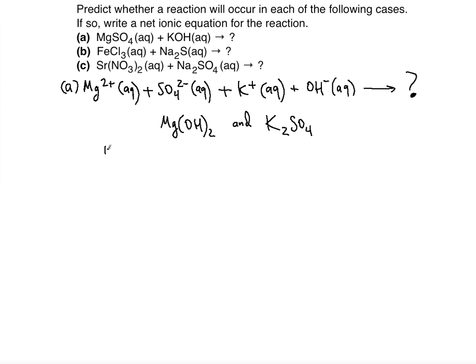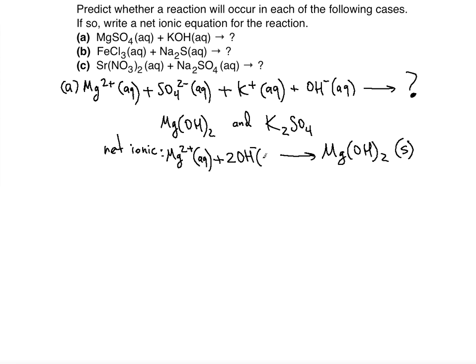So the net ionic is going to be this, right? So on one side we can write this, and that's a solid because that's a precipitate, right? And on the left side I'm going to write the ionic, 2 plus aqueous plus the hydroxide. Now we have to balance, right? So we have to write a coefficient 2. Okay, and we're done. So there's a reaction.